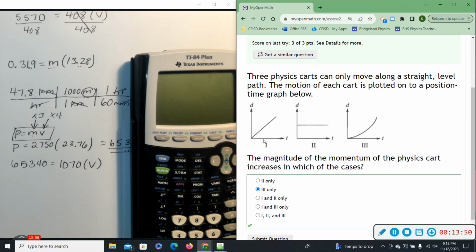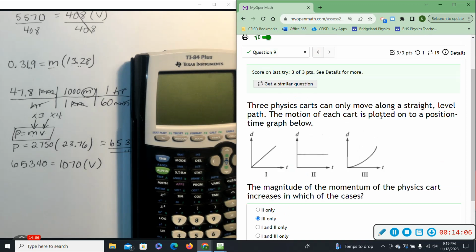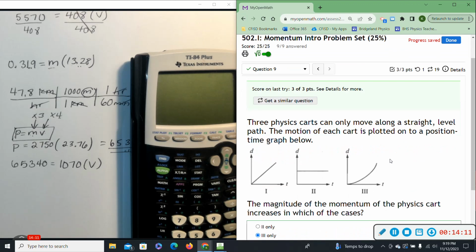Again, as a reminder, this first one, Roman numeral 1, is an object moving at constant velocity, therefore it would have constant momentum, but it is moving. Object 2 is not moving, it's at rest. And object 3 is the only one that would have an increase in its momentum, because it's the only one that is experiencing acceleration. That is the last question for this assignment, 502.1 Momentum Intro Problem Set.